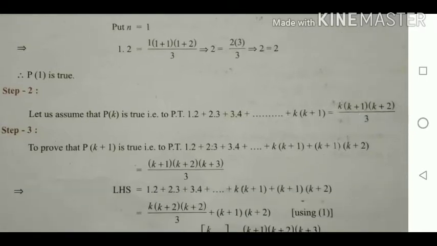The second step, let us assume P of k is true, which means instead of n I am writing here k: 1 into 2 plus ... plus k into (k plus 1) equal to k into (k plus 1) into (k plus 2) divided by 3. This is also true.